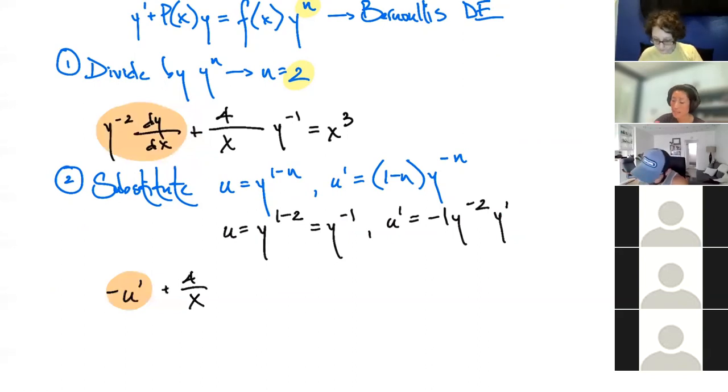However, I can take that y to the negative 1 and everywhere I see that y to the negative 1, I can go ahead and put in a u. Right, so I've constructed the left-hand side now to only have u's and x's instead of y's and x's. And same thing, because I don't have a substitution for x, I'm going to keep the right-hand side as x cubed.